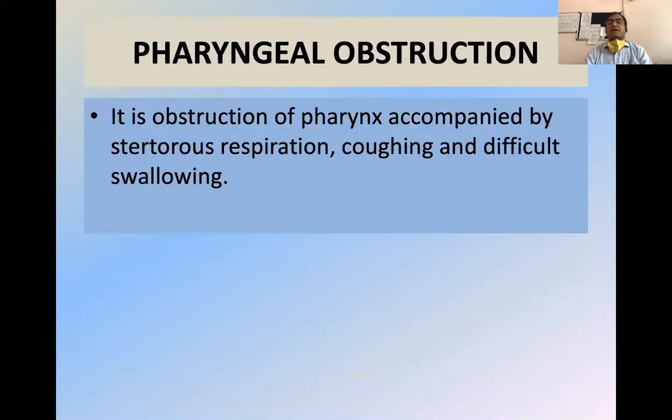Now coming back to a similar type of situation: first I talked about the inflammation, and now I am talking about the more acute condition called pharyngeal obstruction. Okay, so this is related.